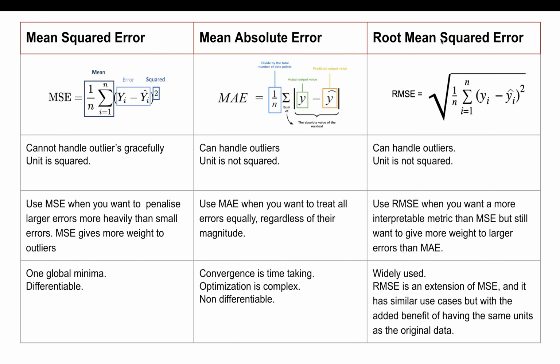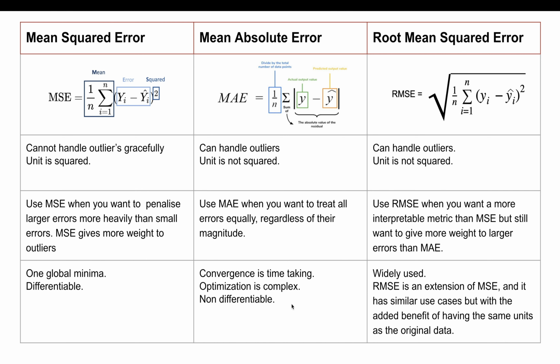Now similarly, when you talk about root mean squared error, in this case if you want a more interpretable metric, basically over here the unit is not squared, right? So it becomes a more interpretable metric than your mean squared error, because in mean squared error your unit is squared, but here your unit is not squared, and still you have more weight to the larger errors. If it is 5, it will still have more weightage over here, right? So that is what the difference is between mean squared error and root mean squared error.